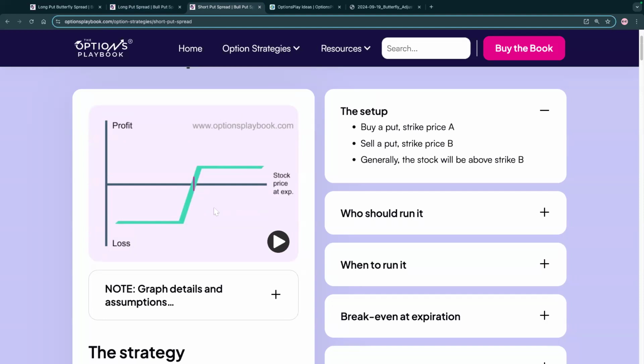Thank you for coming. No, just kidding. All right, so let's go through an actual trade.